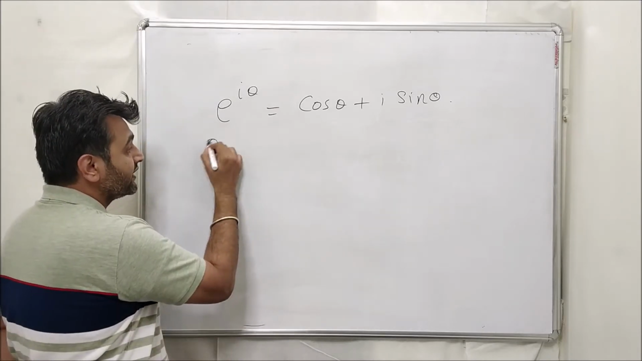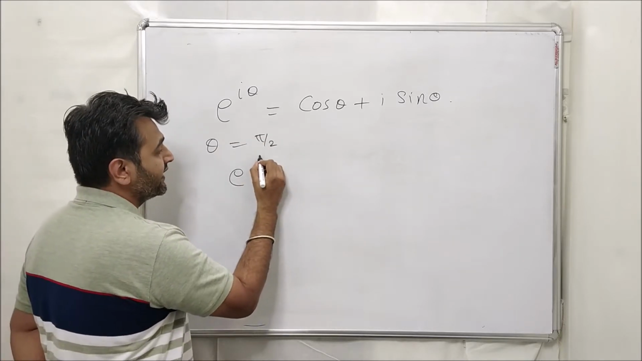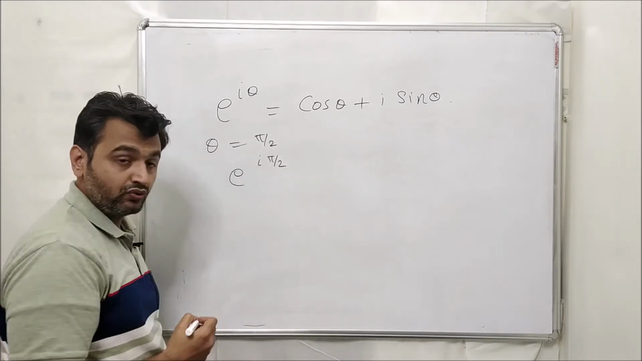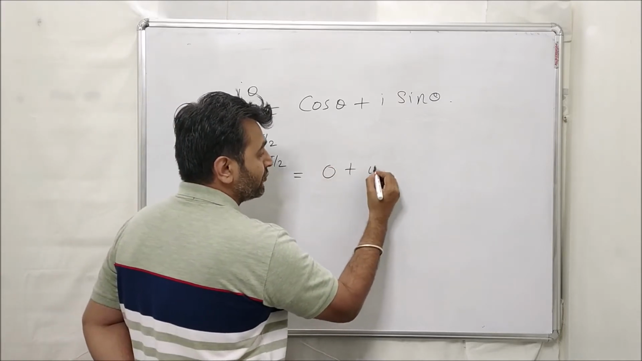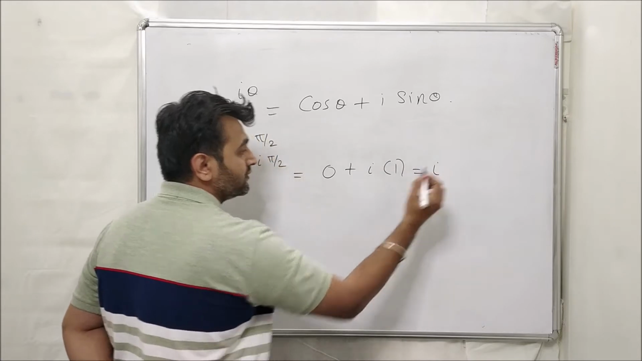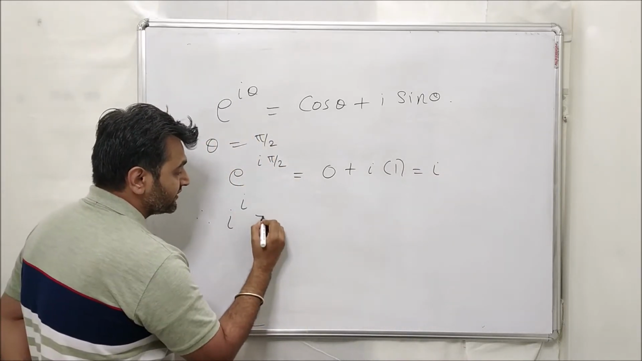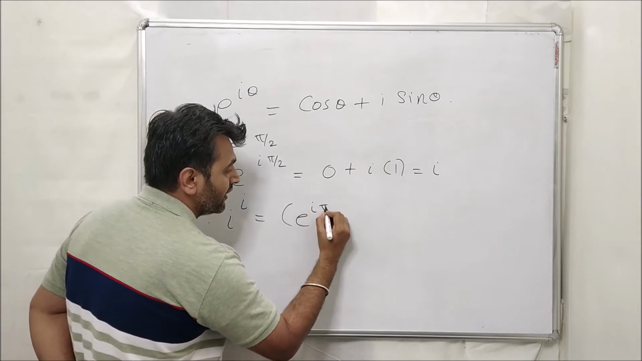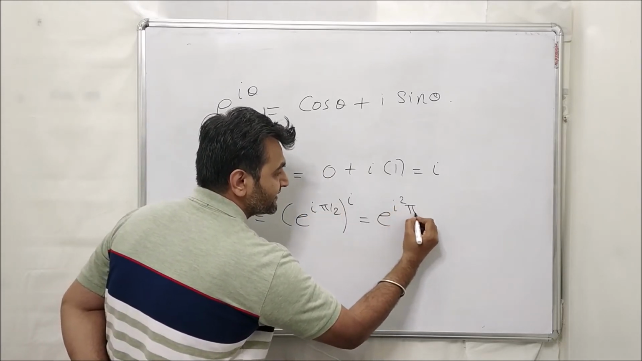How come? You take theta equal to pi by 2. So when I take theta equal to pi by 2, what do I get? I get e raised to i pi by 2 is equal to, what is cos pi by 2? It is 0. Plus, what is sin pi by 2? It is 1. So this is nothing but i. So therefore, what is i raised to i? It is e raised to i pi by 2, whole raised to i, which is nothing but e raised to i square pi by 2.